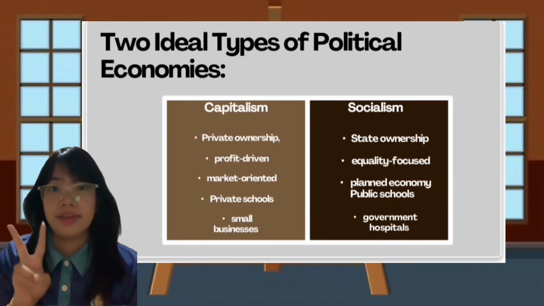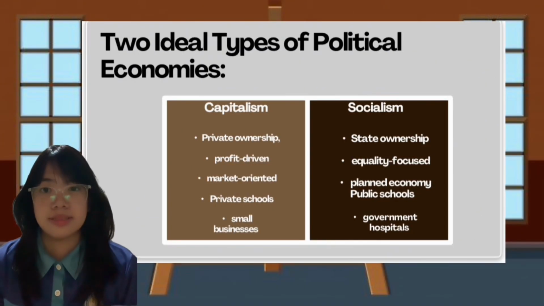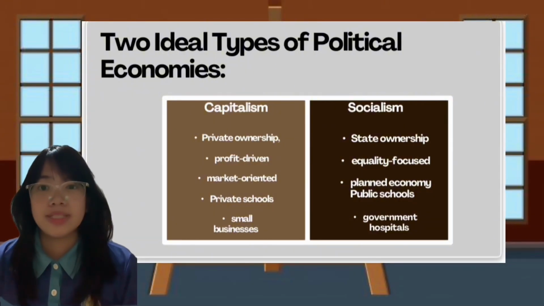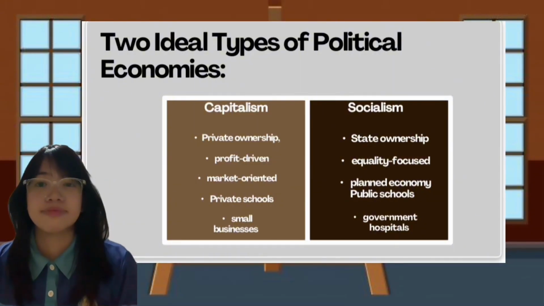Next is the two ideal types of political economies. The capitalism and socialism, which differ in ownership and goals. When we say capitalism emphasizes private ownership and profit, while socialism emphasizes state ownership and equality. Most countries use a mix of both systems. Example, private schools operate under capitalism while public schools reflect socialist principles through government funding.